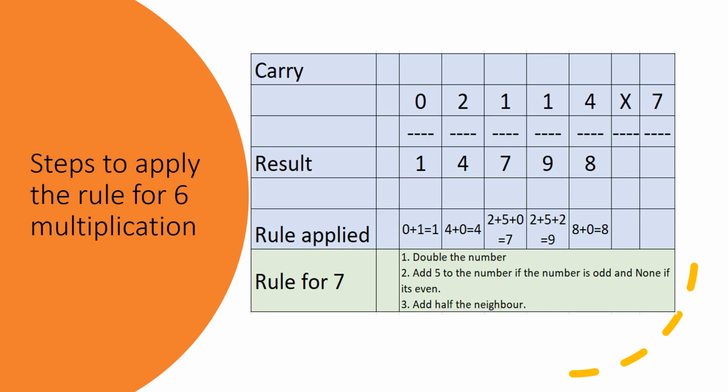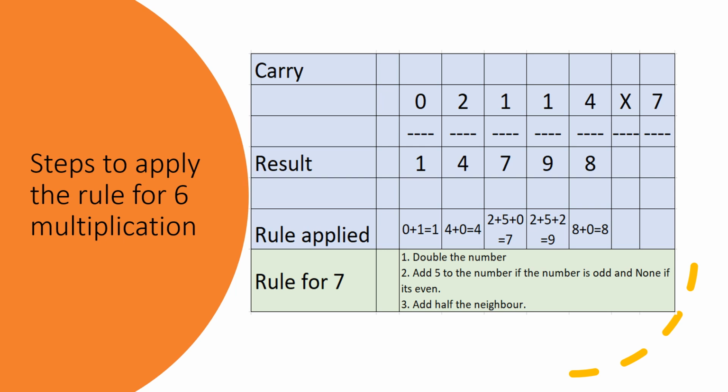So here let's see an example. Here I'm considering an example, 2114 into 7. So here 4 is an even number, so you will have to first double it. So 4 into 2 is 8 plus 0. Since it is even, we are not adding a 5 here, and half the neighbor, there is no neighbor, so it is 0. So 8 plus 0 equal to 8.